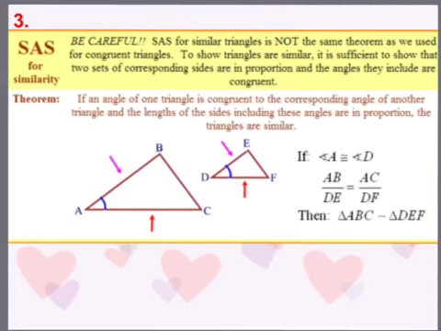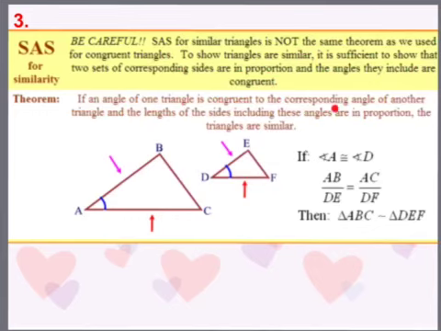The final method to prove 2 triangles similar is side, angle, side, but again be careful because this isn't the same theorem we used for congruent triangles. To show that triangles are similar, it's sufficient to show that 2 sets of corresponding sides are in proportion and the angles in between those 2 sides are congruent.